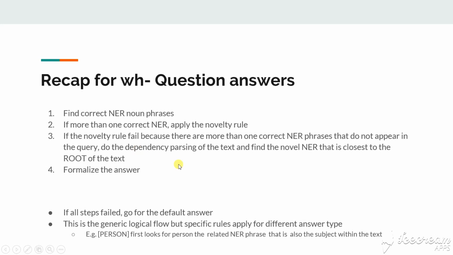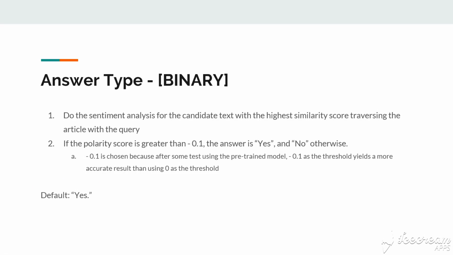Okay, a quick recap for the WH question answer types, and this is a generic logic flow for them. For the binary answer type, we first do sentiment analysis, and then we find the threshold value after we did some comprehensive test cases.